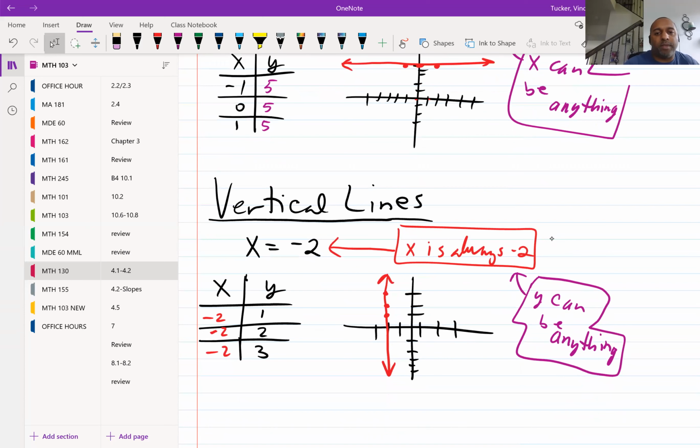All right. So for a vertical line, same thought process, except this time we have x. So x is always whatever number you have. And y can be anything. And you'll create a vertical line. Vertical is the same thing, just that. Okay. All right. Any questions, concerns, comments, anything, anybody?